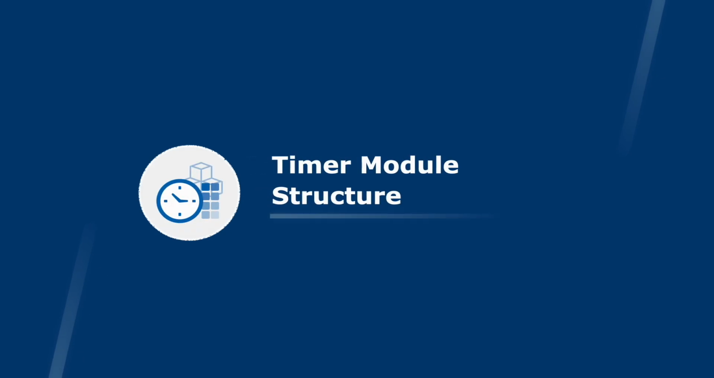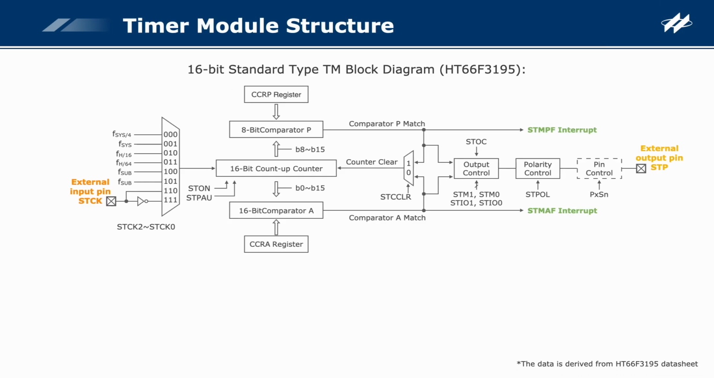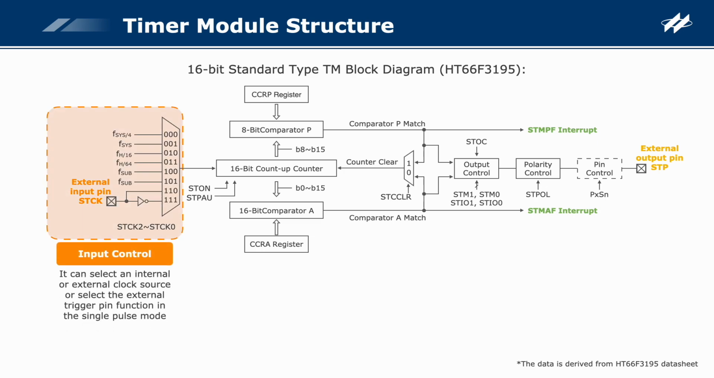Timer module structure. The following is the HT66F3195 standard type timer module structure diagram. The whole can be divided into 3 parts. The first part is input control, which can select an internal or external clock source and can also select the external trigger pin function in the single pulse output mode.